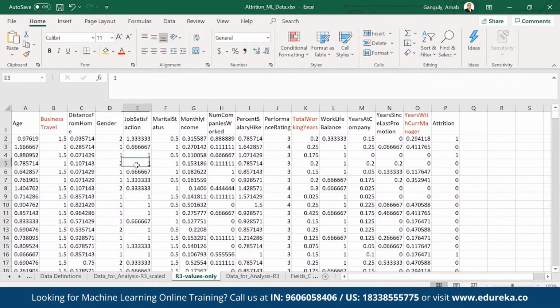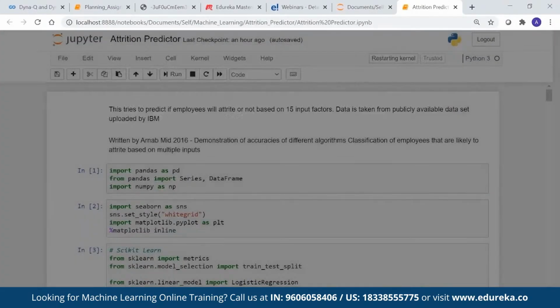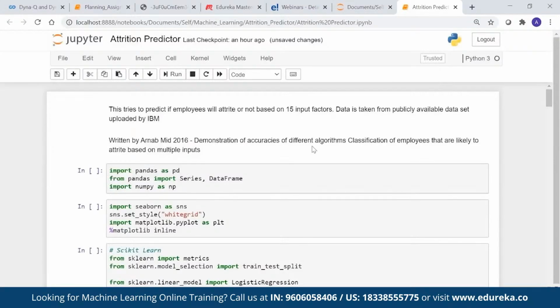So these are only values. Now we go to the actual program, and I will just restart here. Restart and clear output. Okay, so we have restarted this. I'm running on Jupyter notebook, which is useful because it is a web-based thing. I'm running it on my machine, so you see localhost 8888 and so on. You can run it on the web also.